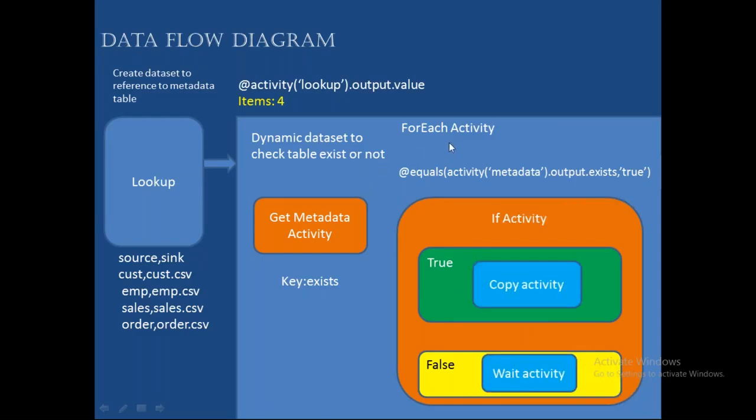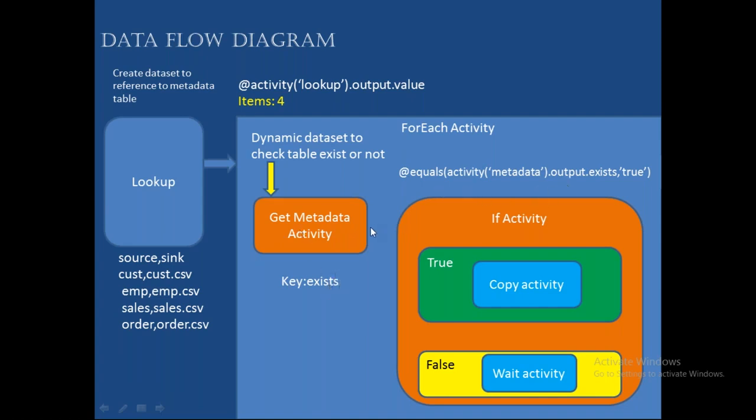Now, what for each is going to do is give one item at a time. Let's say the first item is cust.csv. In this cust.csv, I will pass cust, which is my table name, into my get metadata activity as a dataset parameter. This cust table will be verified in your Azure SQL database. If it is available, exist will return true.